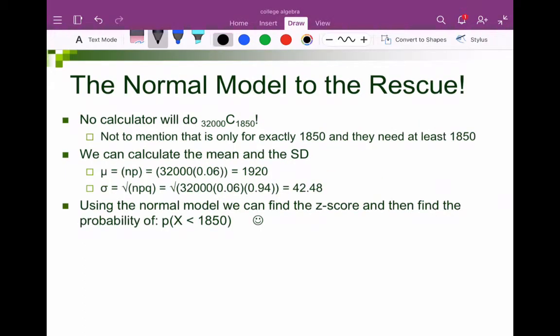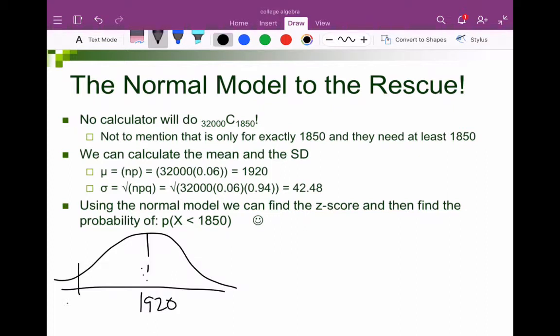Using the normal model, we can find the z-score and then use the z-score to find the probability that x is less than 1,850. Remember, these problems are often easiest if we draw a picture. So I'm going to draw the normal model. We put our mean, which is 1920, right here. We're looking for less than 1,850. Well, 1,850 is going to be about here. I'm looking for less than that, so I'm going to shade that area.